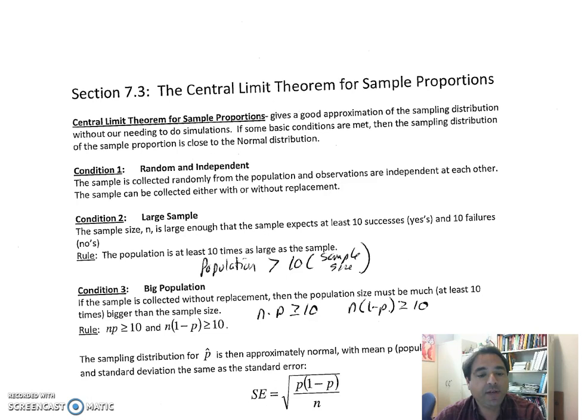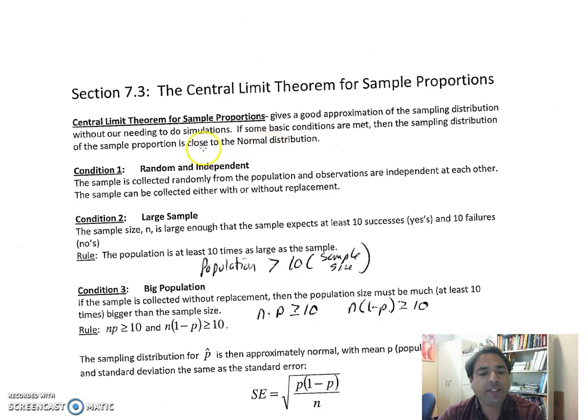The central limit theorem for sample proportions gives a good approximation of the sampling distribution without our needing to do simulations. If some basic conditions are met, then the sampling distribution of the sample proportion is close to the normal distribution. Basically, when the data is proven to be normal or close to normal, then we can do things like z-scores and so on.